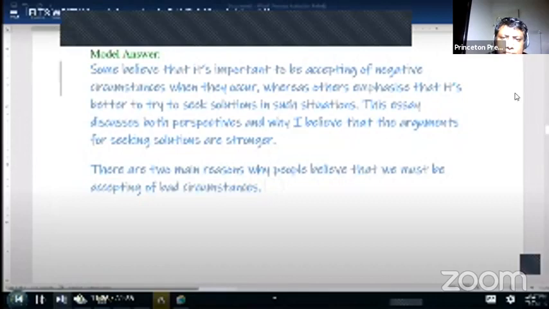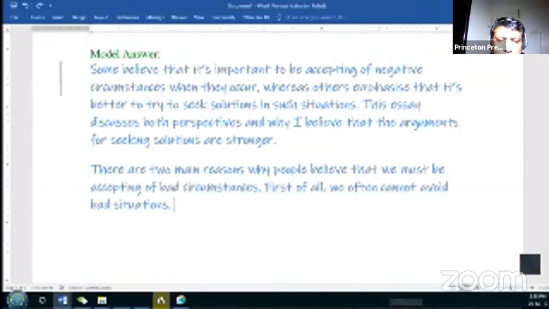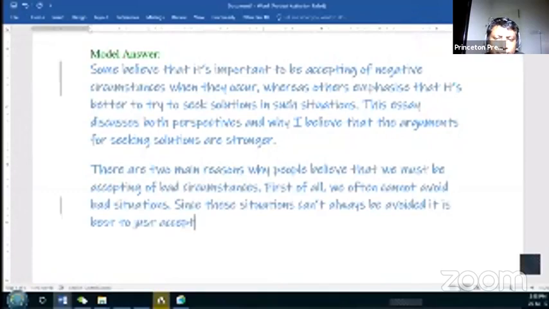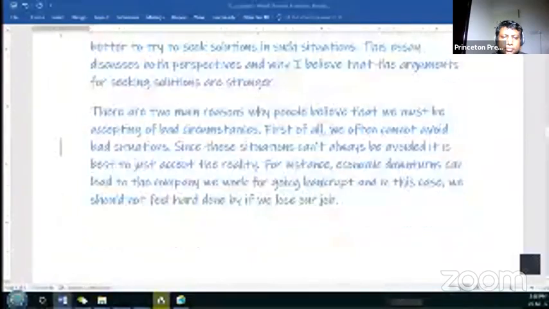First of all, we often cannot avoid bad situations. And now the development of this point: since these situations can't always be avoided, it is best to just accept the reality. For instance, economic downturns can lead to the company we work for going bankrupt. And in this paragraph, the point is signaled by first of all, then a bit of an explanation, and then an example.